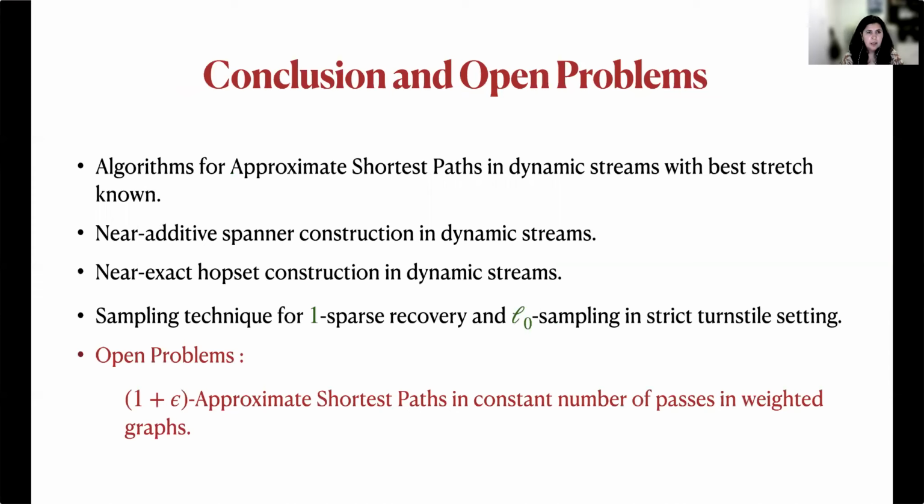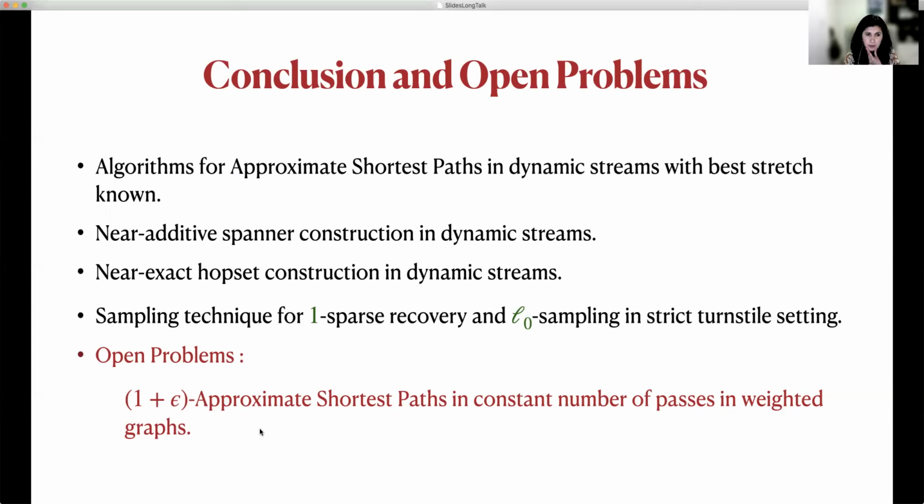Finally, to conclude, we have given algorithms for approximate shortest paths in dynamic streams with the best stretch known so far. We have given constructions for near additive spanners in dynamic streams, near exact hop sets in dynamic streams, and we gave a sampling technique for one pass recovery and L0 sampling in the strict turnstile setting, which may be of independent interest, although our sampling technique is slightly inferior because it works only in the strict turnstile setting. But we believe it's of independent interest.